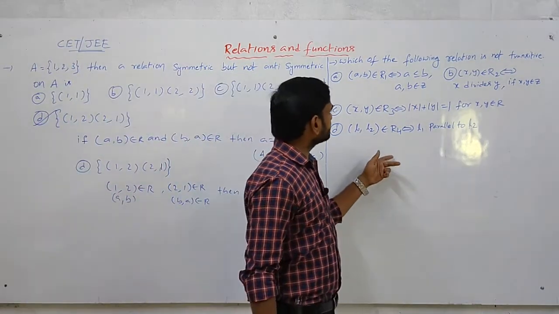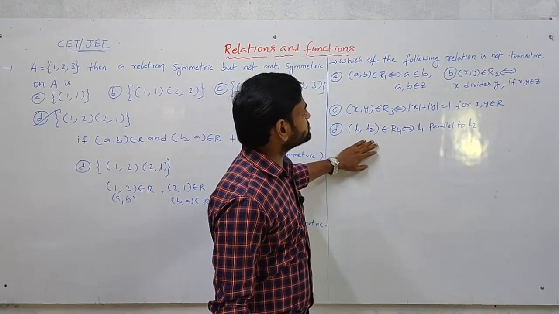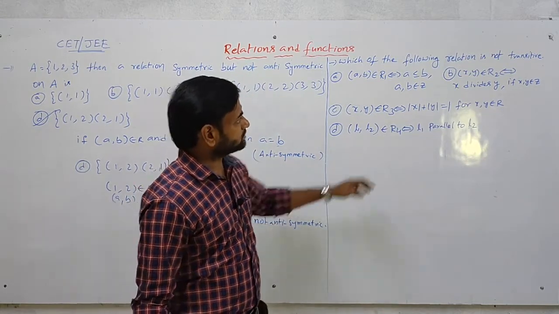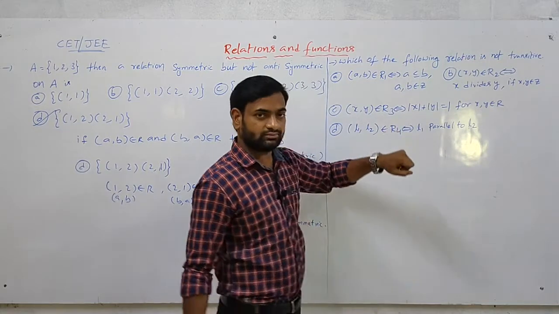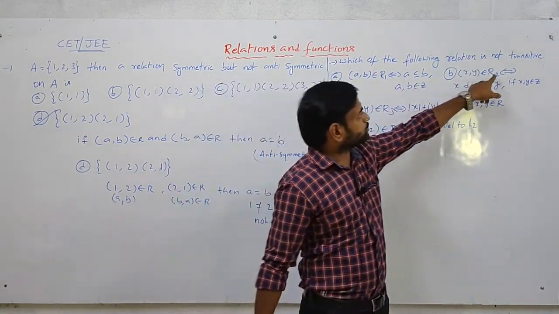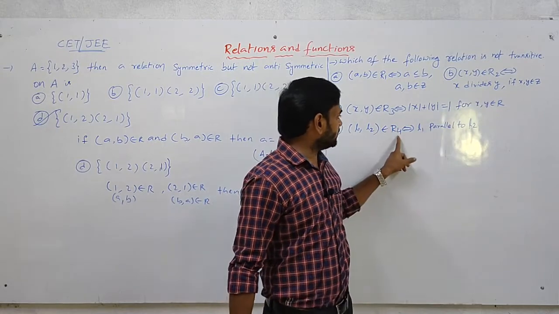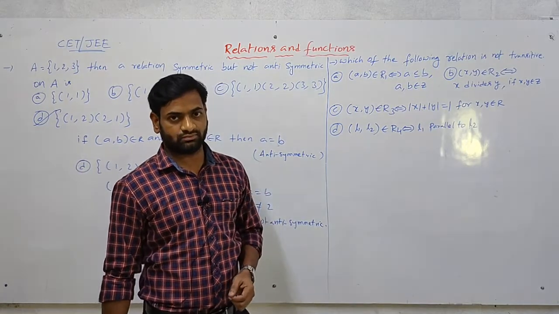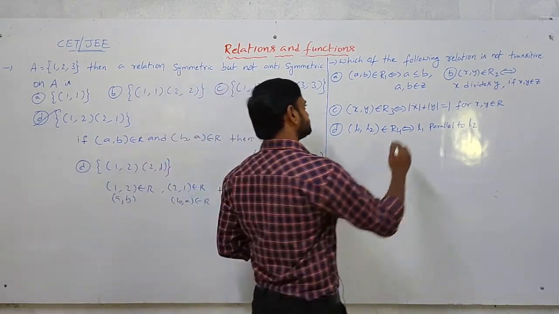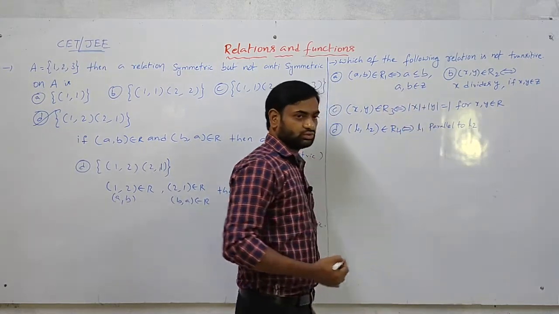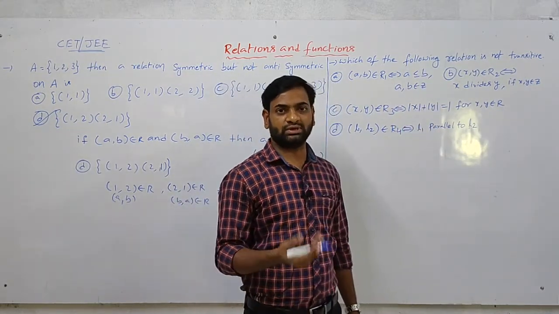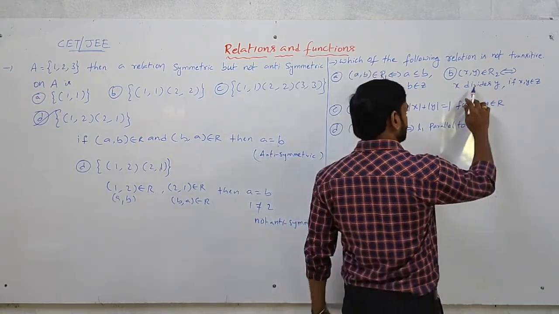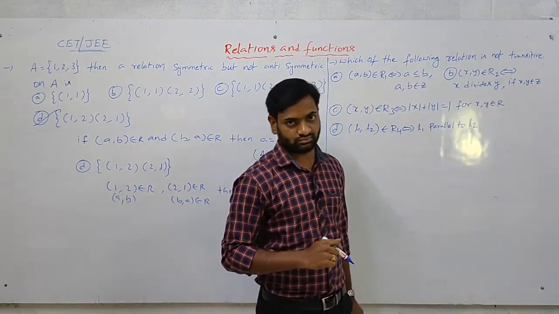Next, come to this one. Which of the following relations is not transitive? Four relations are given: first relation R1, second relation, third relation, fourth relation. In the four relations, which is not transitive? Previously I already told, when we have less than or equal to, or less than, it is automatically transitive. So the first one is transitive. Next, divides. When we have division also, it is transitive.